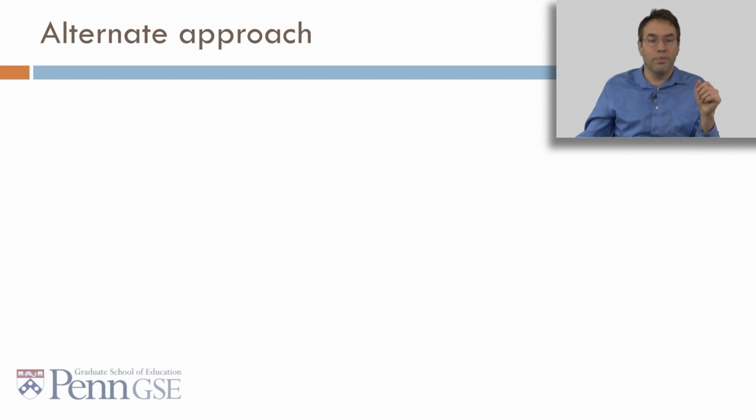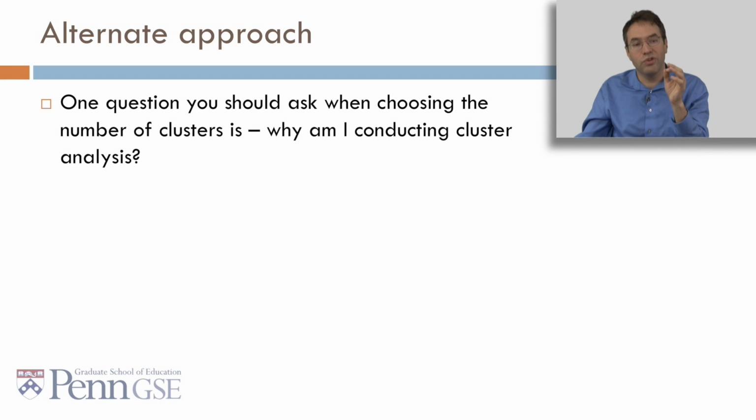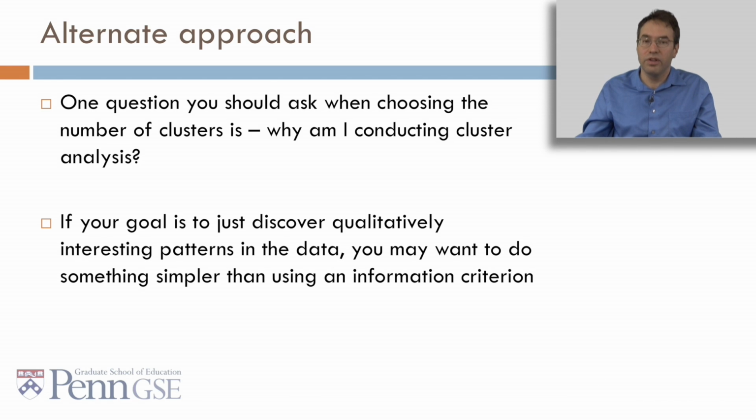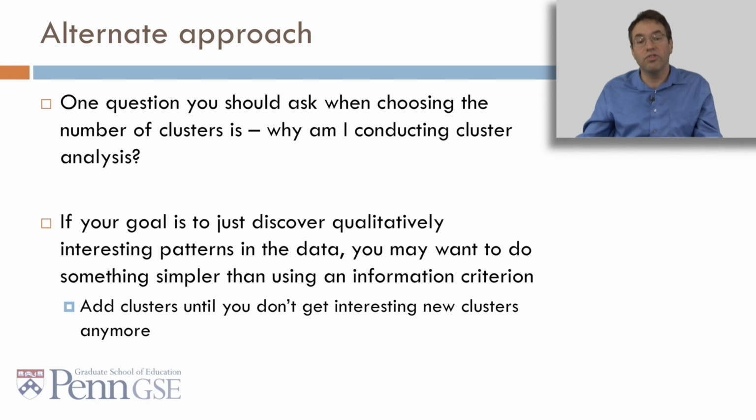Finally, one last alternate approach is to ask, when you're choosing the number of clusters, why am I conducting cluster analysis in the first place? If your goal is just to discover qualitatively interesting patterns in the data, you may want to do something simpler than using an information criterion or a silhouette analysis. You might just want to add clusters until you don't get interesting new clusters anymore.